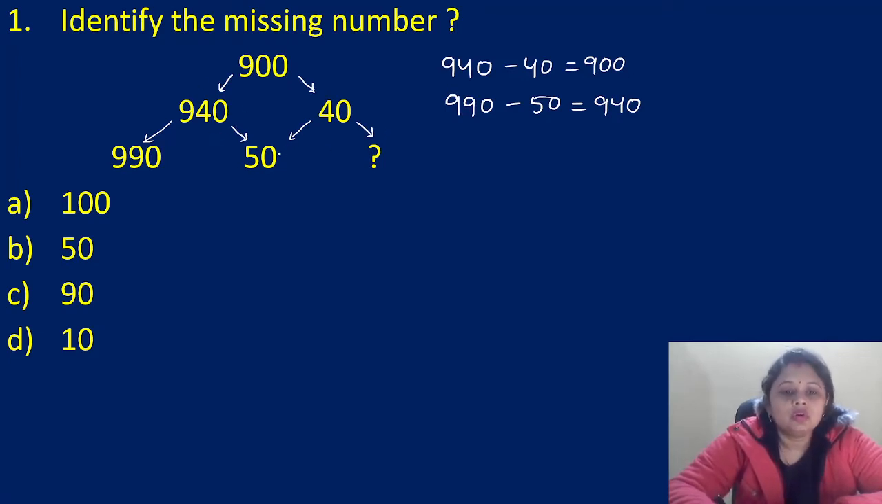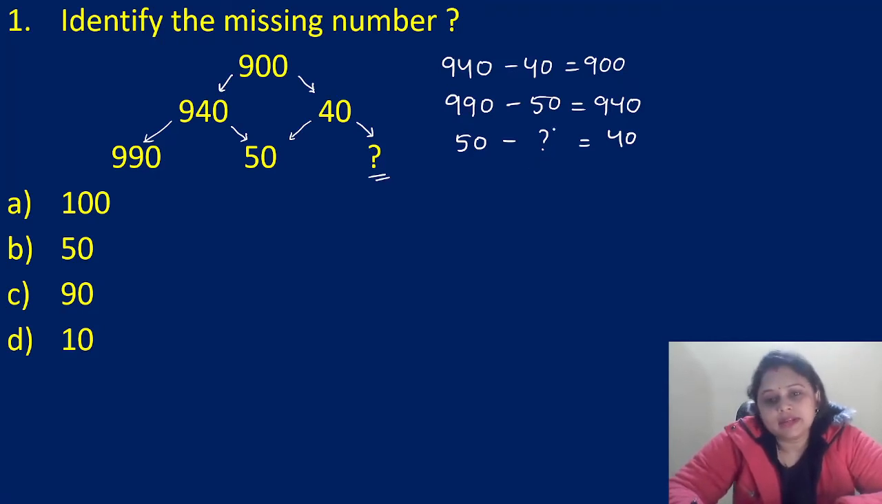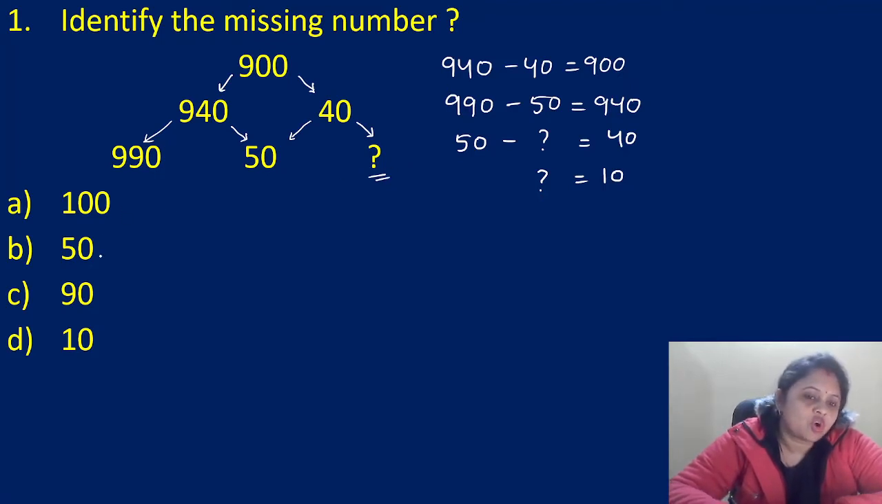Okay, so here 50 is written and here a question mark is there, and we have to get 40. That means 40 should be the result when we subtract a number from 50. Can you tell me the number which we should subtract from 50 to get 40? Yes, that number is equal to 10. 50 minus 40, that number is equal to 10. So which number will replace the question mark here? That is 10. So in which option is it present? It is present in option D.